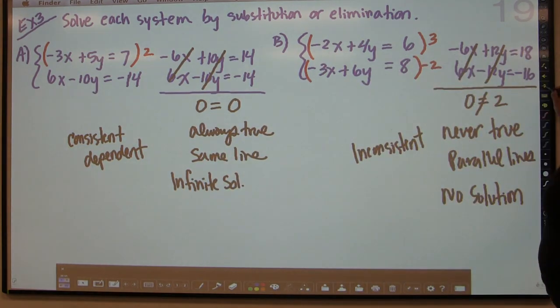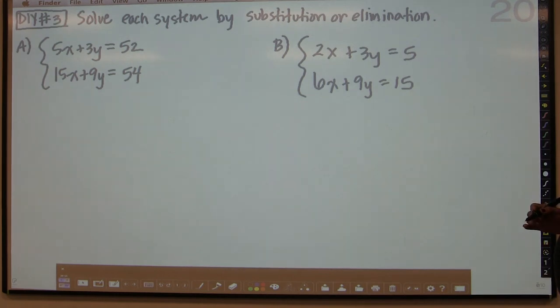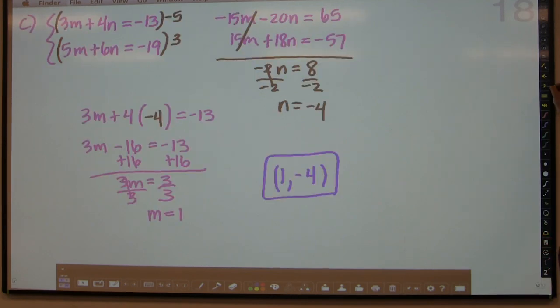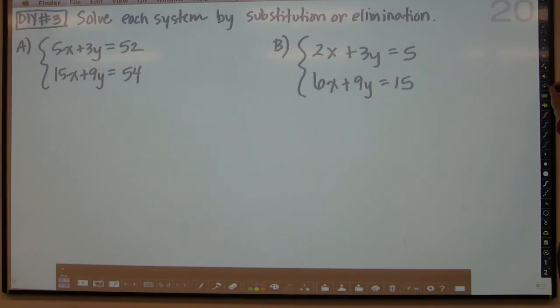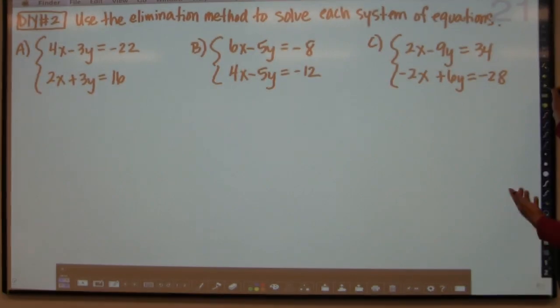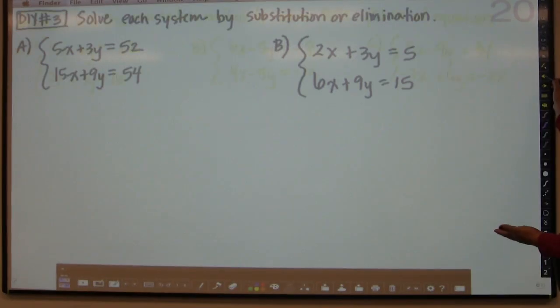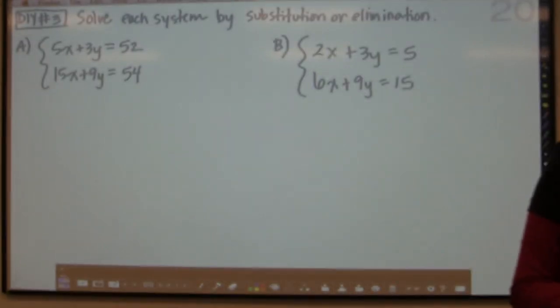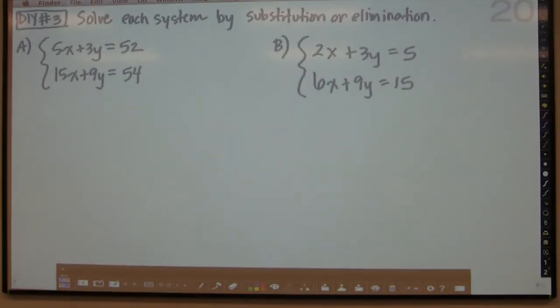Okay, so now you're going to try this little guy. And I want to tell you that we also forgot to give you the do-it-yourself for elimination. So the do-it-yourself for elimination is actually right here. So this is the do-it-yourself number 2, and here's the do-it-yourself number 3. And once you've done that, you will have completed the notes for this lesson, and I will see you in class, and thank you for watching.